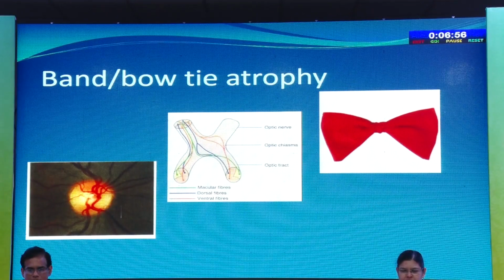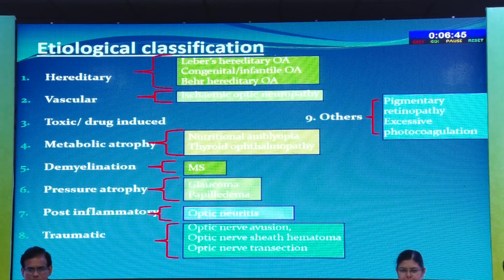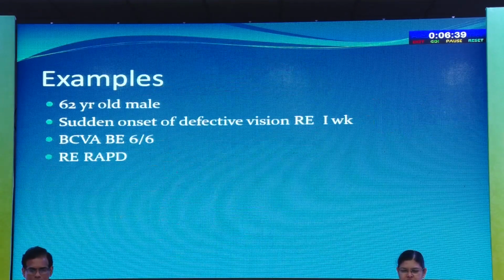Bow tie atrophy is seen when the nasal crossing fibers are affected. So the fibers coming to the nasal and temporal margins of the disc are affected, which gives a pallor in the shape of a bow tie. It is seen in chiasmal lesions. There is also an etiological classification: hereditary, vascular, toxic, and so on.